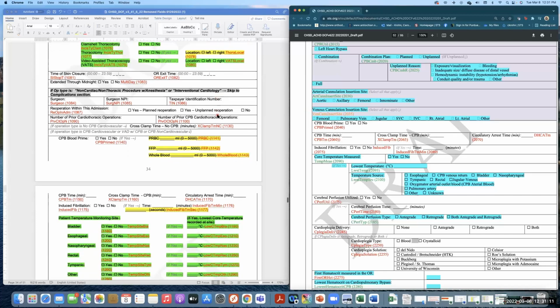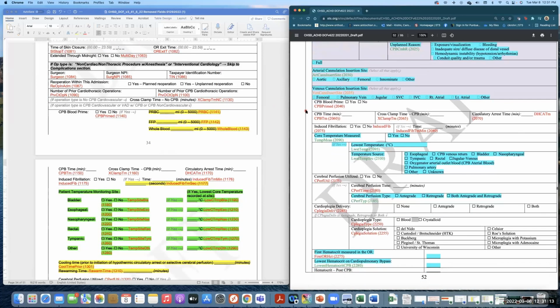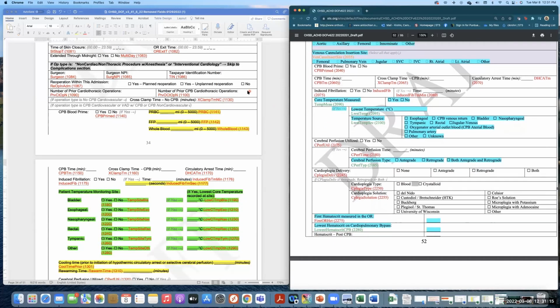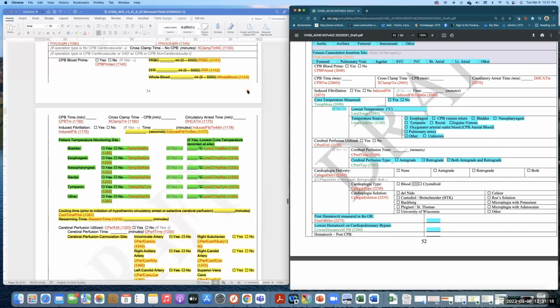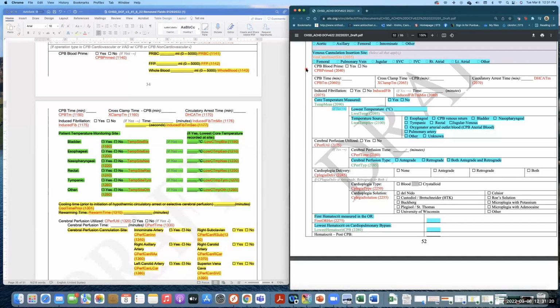Yeah, that's a great point. So then back to everybody fields, we then have CPB blood prime, yes or no, which is not any different for us. However, we removed the amounts. So no longer do we need to collect the amount of the packed red cells and FFPs and whole blood that we're giving as a part of the CPB blood prime. Then the CPB time in minutes, cross clamp time, and circ arrest time remain unchanged. We still have induced fibrillation, yes or no, and then the time in minutes associated with that.